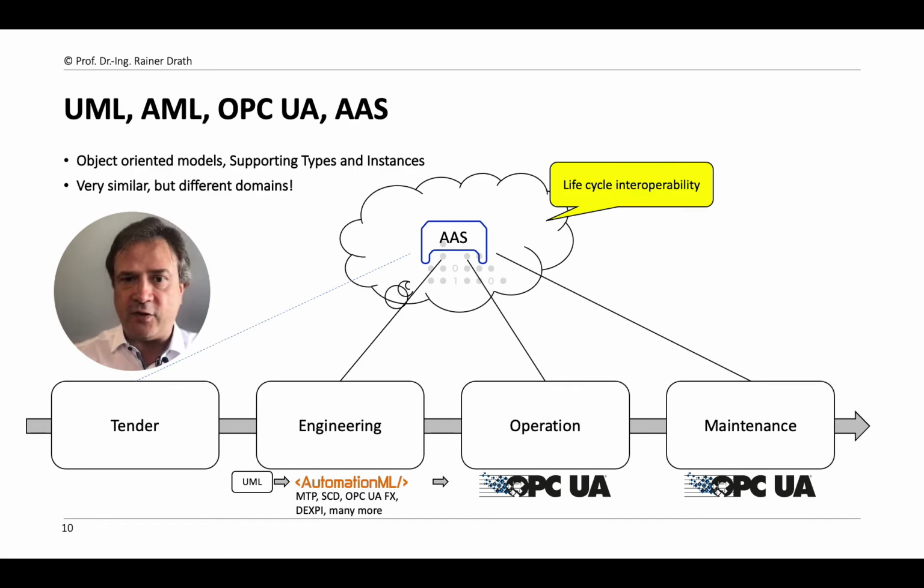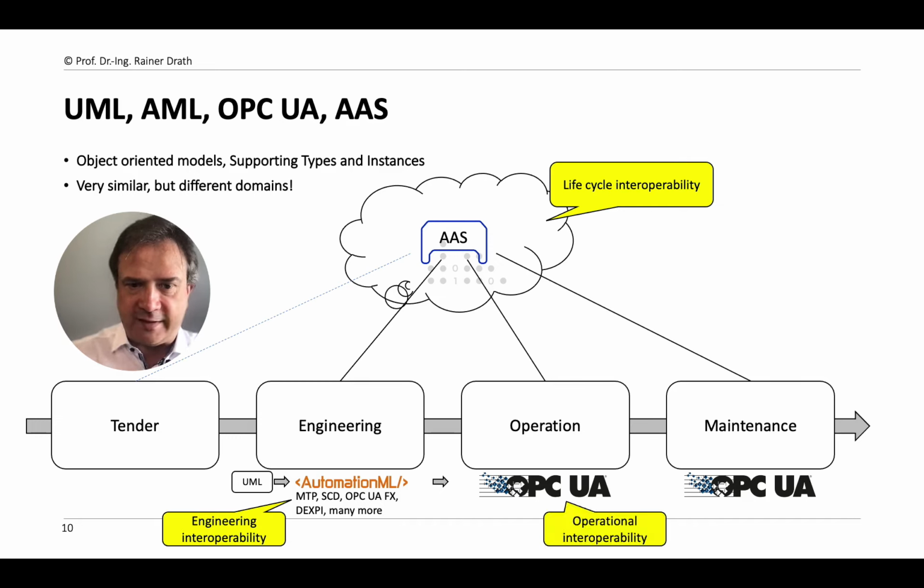Meaning, the focus and the use case of the Asset Administration Shell is valuable and useful. It's all about lifecycle interoperability. And the use case of AutomationML is engineering interoperability. And the key use case of OPC UA is operational interoperability. That's the first indicator why these technologies do not compete, but they have their own home of their application.